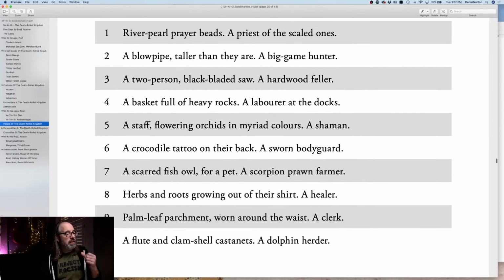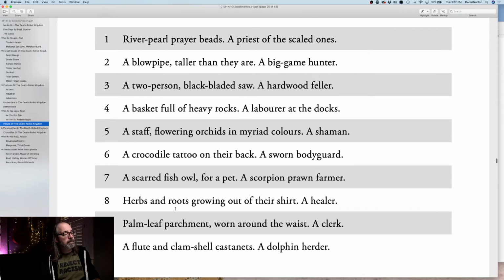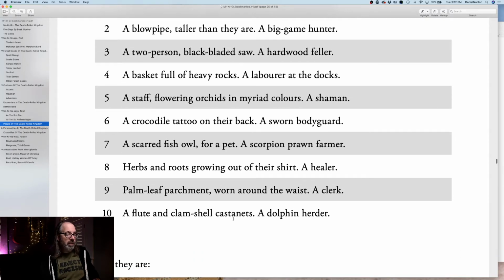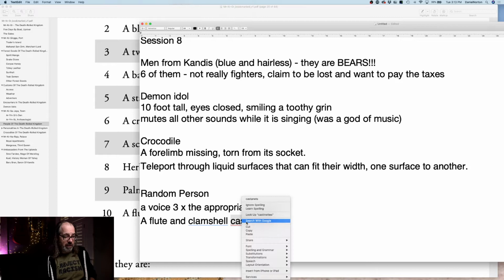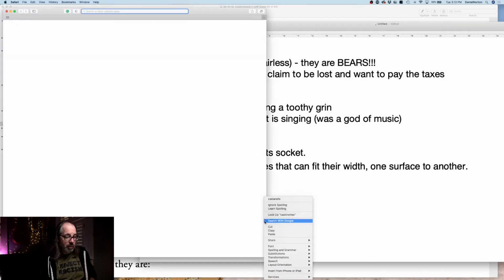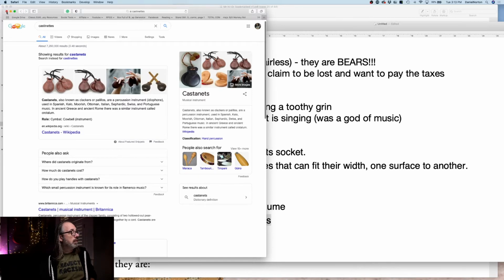Echo, pick a number between 1 and 10. Your random number between 1 and 10 is 10. 10. A fluting clamshell cast nets a dolphin herder. Oh. Okay. That's not right. I'm like, that's not how you spell castanets. Nope. There we go. Yeah, I know what castanets are.